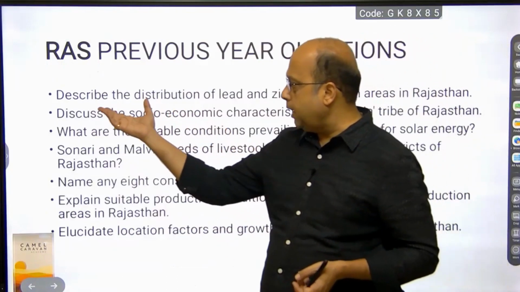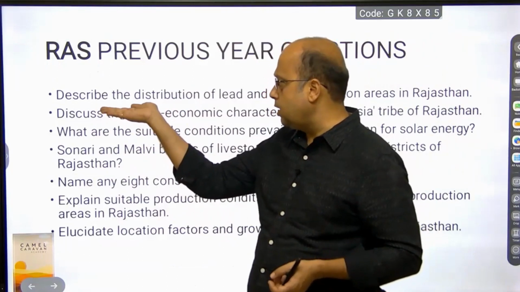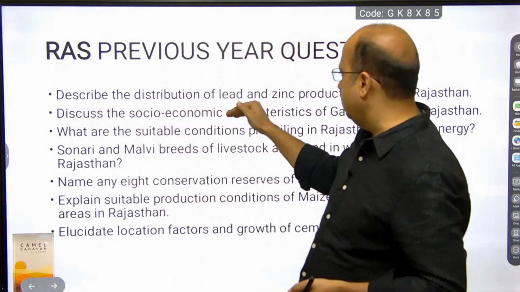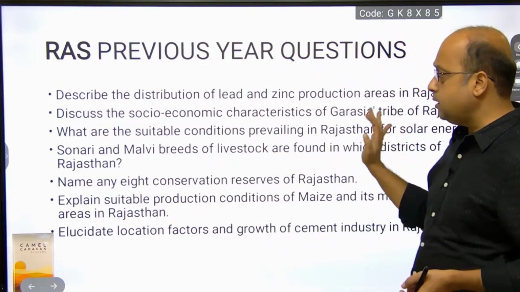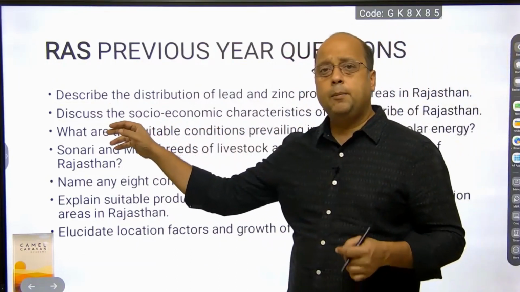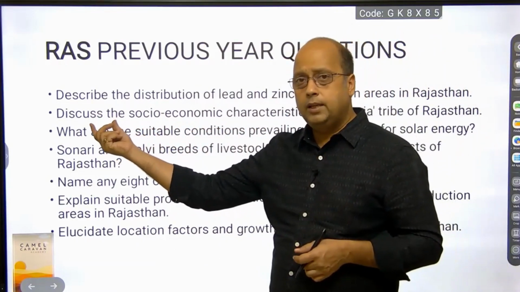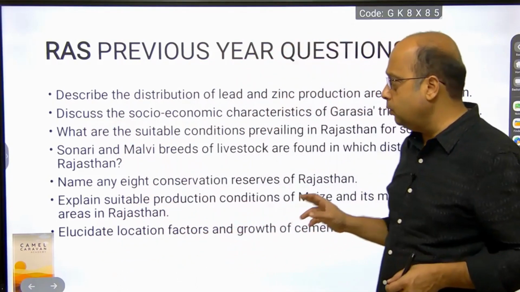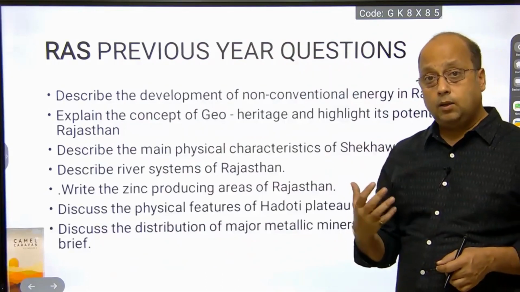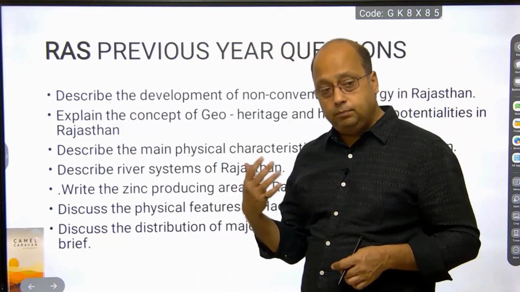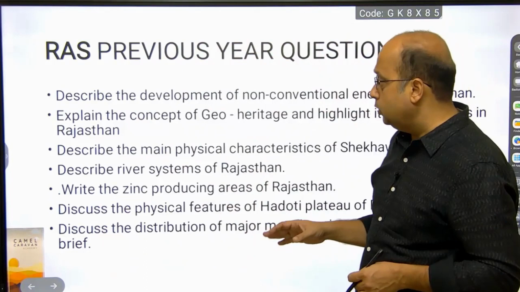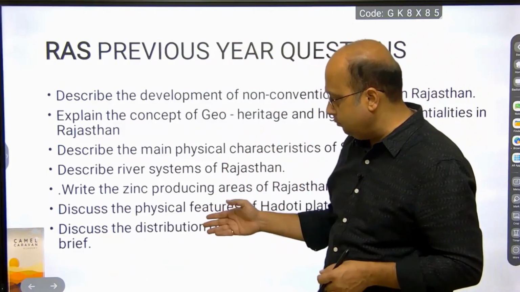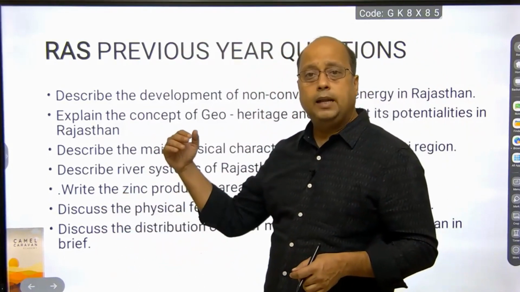Sometimes the question is very simple and straightforward. The question starts with 'describe the distribution of leading production areas in Rajasthan', but sometimes the question becomes typical and tedious when they insert words like 'discuss' and 'elucidate'. So the question demands something other than the content we normally derive from the books. Such questions are 'discuss', 'analyze'.